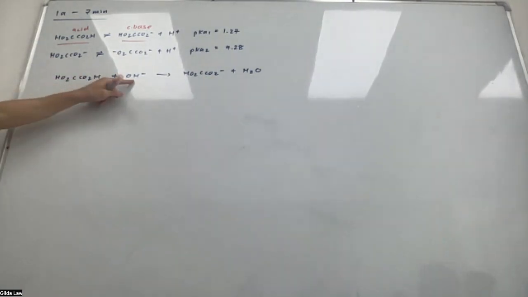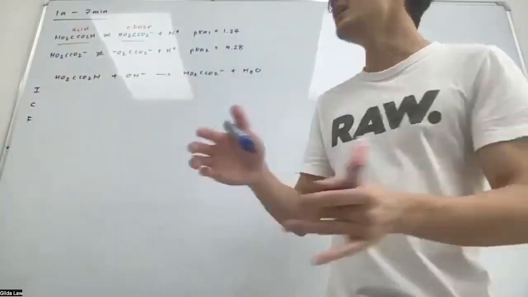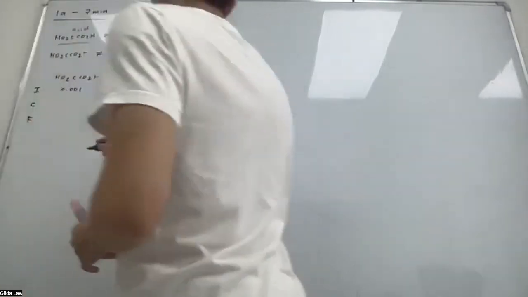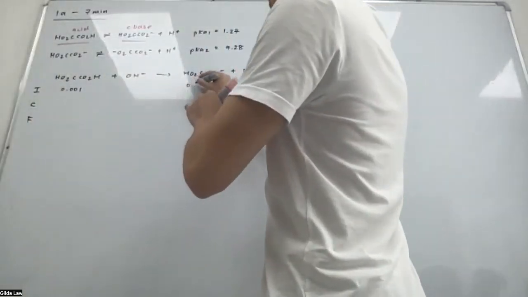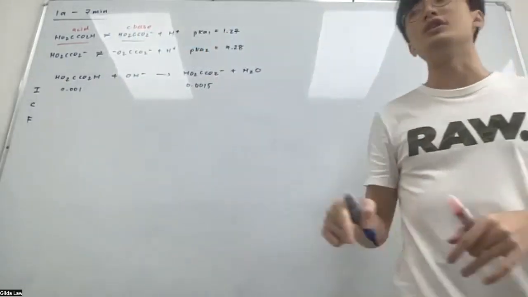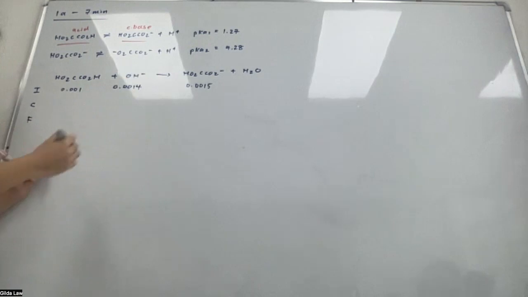They are going to add strong base into this existing buffer also. So we're just going to plot an ICF table in moles. Let's quickly convert all the volumes and concentrations into moles first. They did tell us that the acid they added is 0.001, and the conjugate base is 0.0015. Those are the existing starting amounts. Afterwards, they also added base. The base they added is 14 cm cubed, so 0.0014 moles.